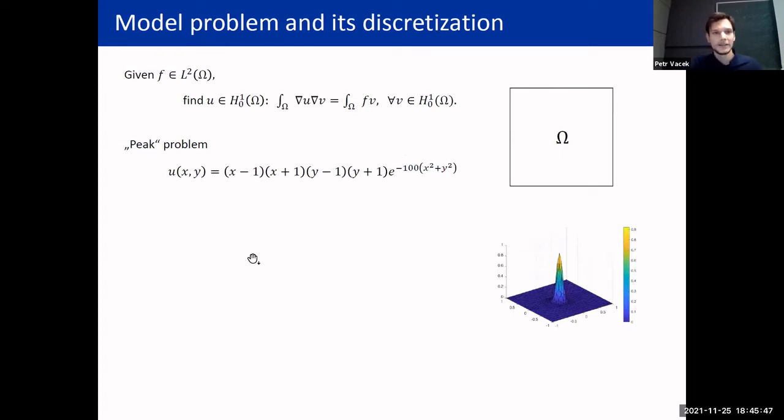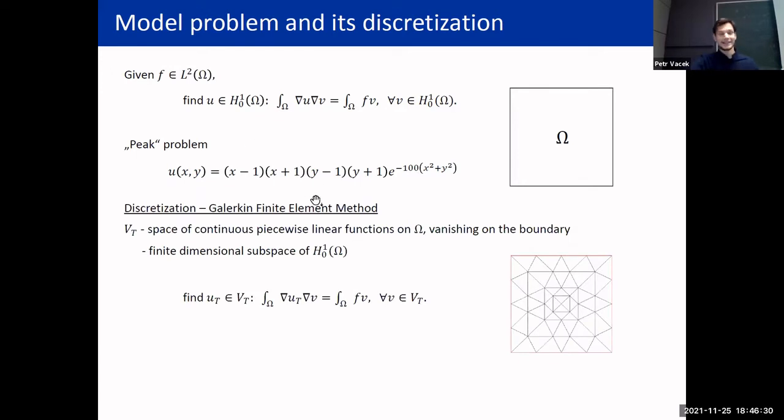As a model example, we will consider the Poisson equation on a unit square, on a domain omega, and we will consider homogeneous Dirichlet boundary conditions. Here we have the equation written in a weak form. And as a model example, which I will use throughout the talk, we will consider the peak problem, whose solution is plotted here. And since we are in Dublin, we can also call it a spire problem.